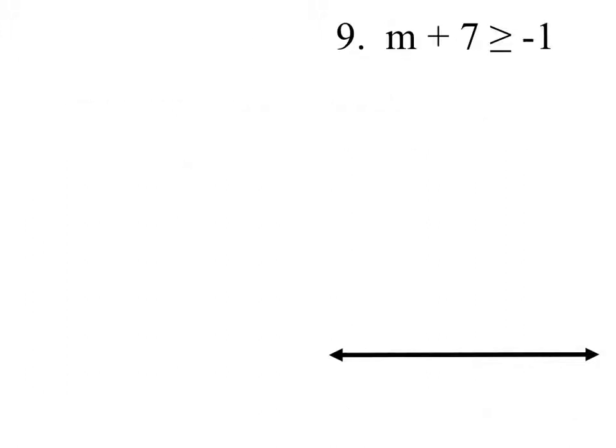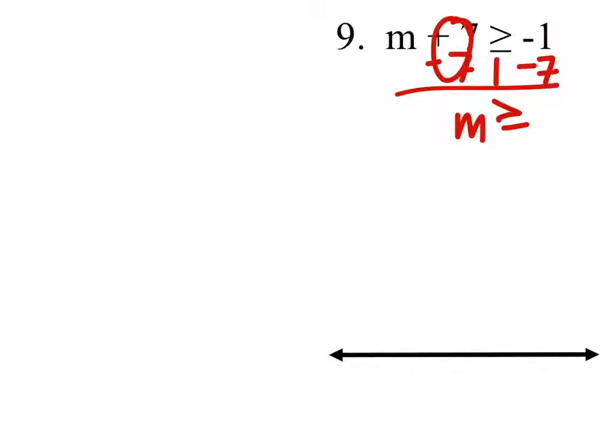All right, number 9. Again, one step. All I'm going to do is subtract 7 from both sides of this inequality, and then it will give me the answer, because these 7s zero out. So I have m is greater than or equal to -1 minus 7, which is -8.